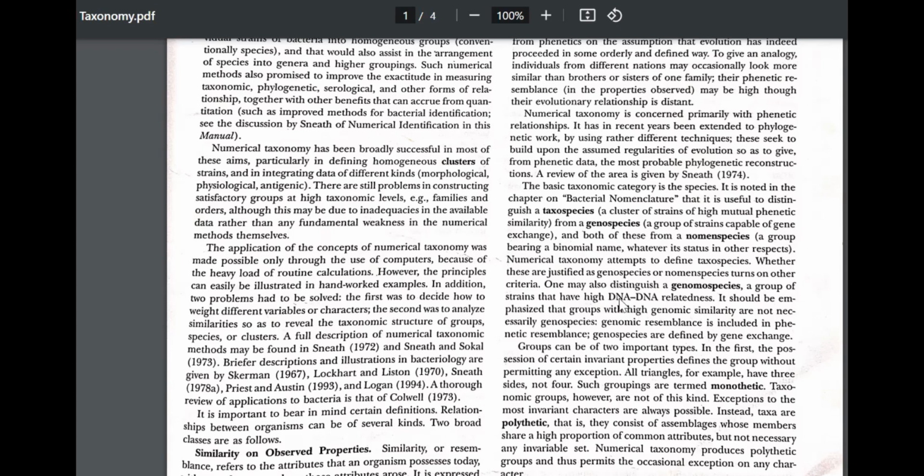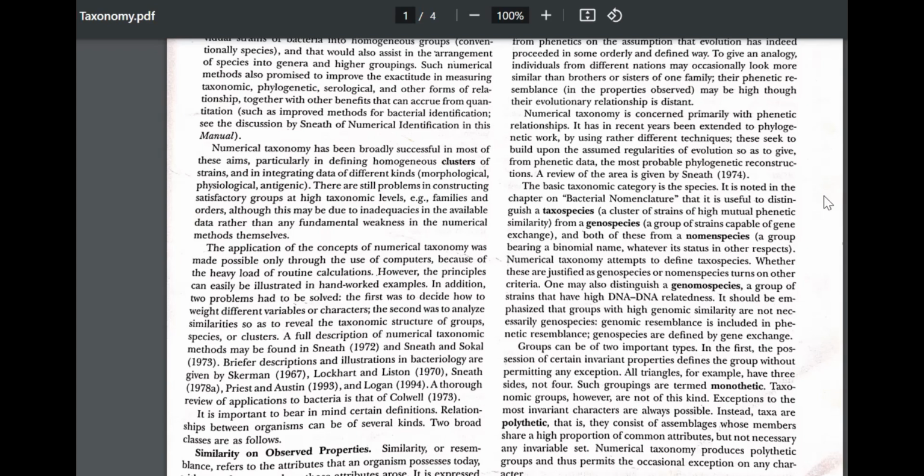For example, they have given here DNA hybridization or relatedness. Then you will be able to distinguish a genomospecies, a group of strains, by comparing DNA relatedness. But genomic similarity alone cannot be the only point that is necessarily used to talk about genospecies. Genomic resemblance is included in phenetic resemblance. Genospecies is defined as those able to exchange genes.